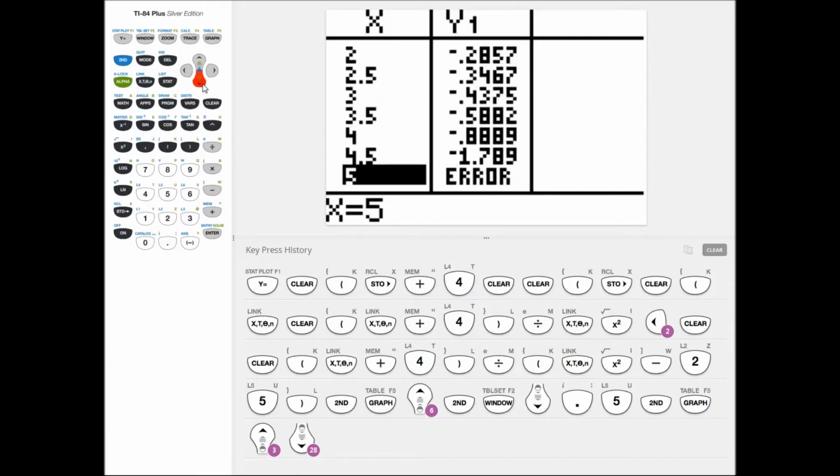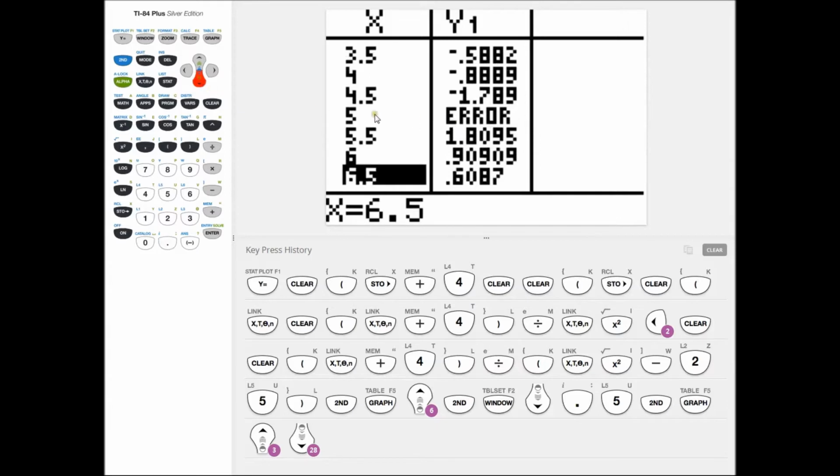Meaning they're less than 0.5 gives an error message, because that was one of our excluded values. And then after 5, it's back to being positive again. So what I need to do is mark these on my number line. I can't really show you this at the same time, but just remember these values and write them down.